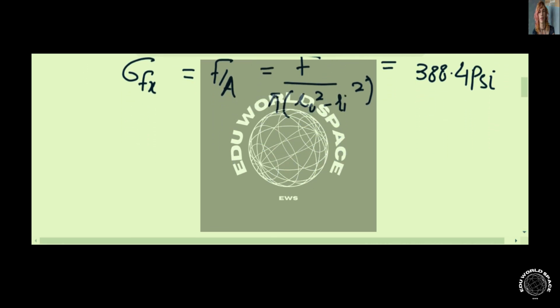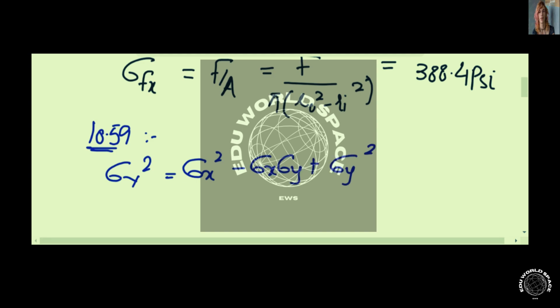So now let's move forward since we have our stresses. We found in problem 10.59 that the distortion energy theory can be written in terms of sigma x, sigma y, and tau xy. So we can use this equation: sigma sub x squared minus the product of sigma sub x and sigma sub y plus sigma sub y squared plus 3 times tau xy squared.